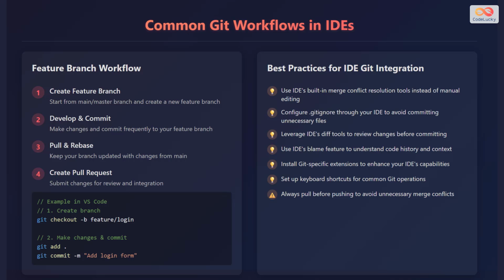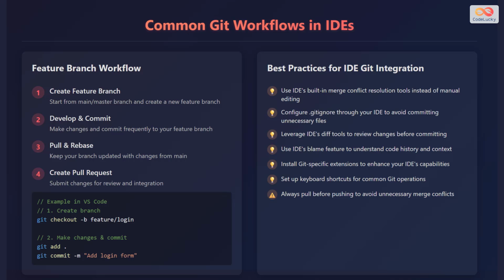Here is an example in VS Code. First, create a branch using the command git checkout -b feature/login. Second, make changes and commit them using the commands git add and git commit -m "add login form".